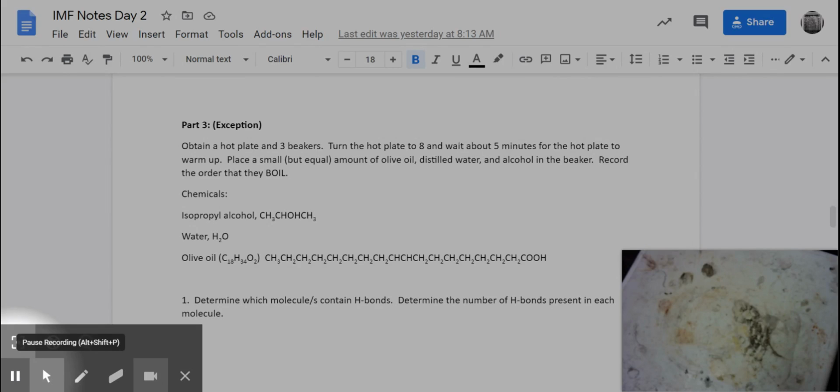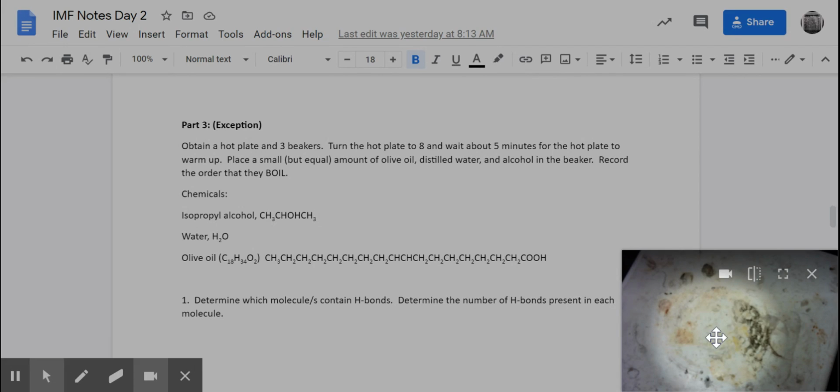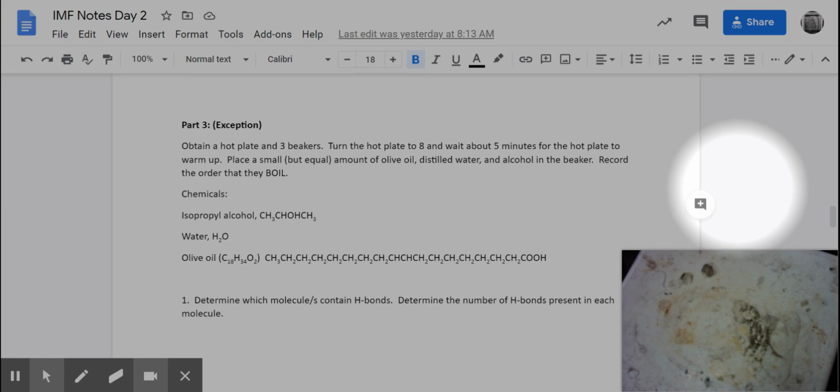We place these 3 substances. Water should be here, then isopropyl, and then oil. We're going to look for boiling in the order of which they boil first.